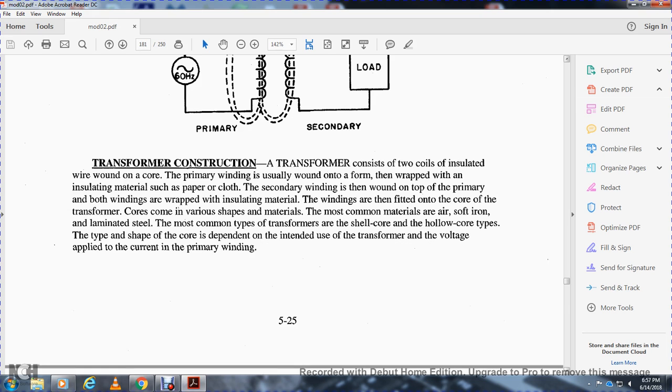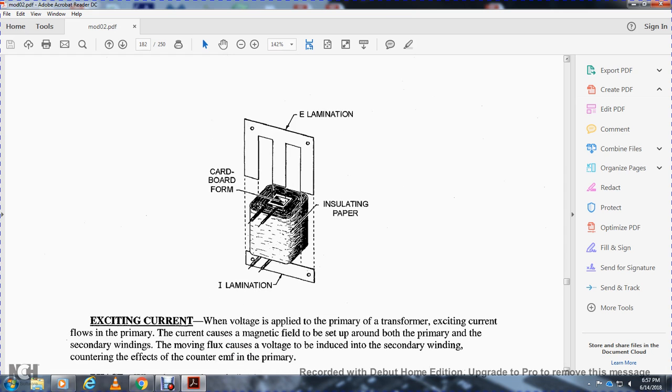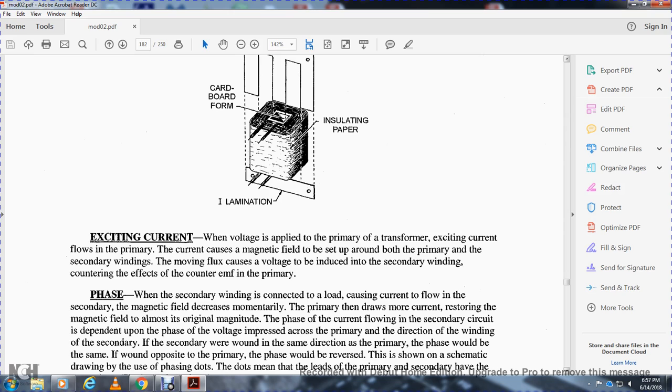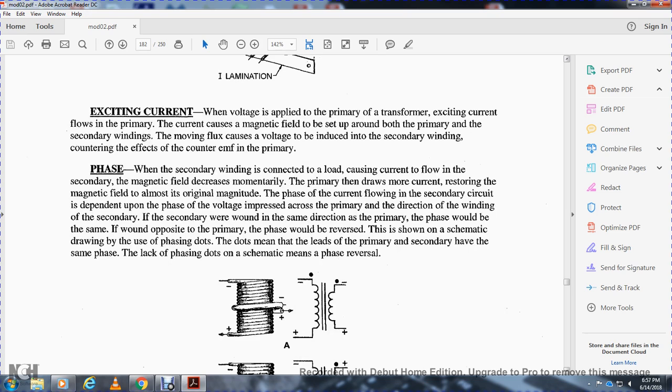The voltage is applied and current flows in the primary winding. This shows the lamination, cardboard form, and insulating paper. Exciting current: with the voltage applied to the primary of the transformer, the exciting current flows in the primary. The current causes a magnetic field to be set up around both the primary and the secondary winding. The magnetic flux cuts the secondary winding, inducing a voltage, and the counter EMF affects the primary. When the secondary winding is connected to a load, current flows, causing the magnetic field to decrease momentarily.